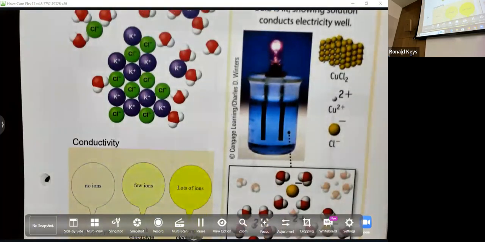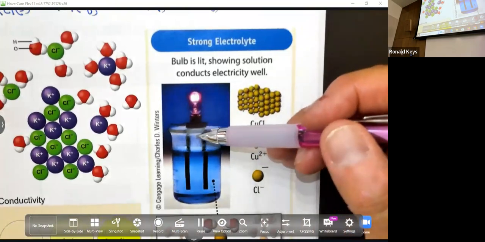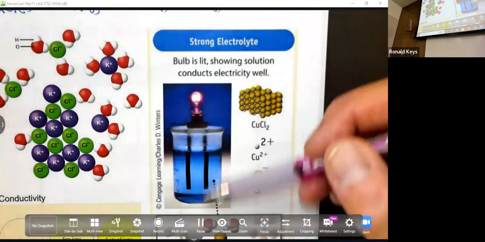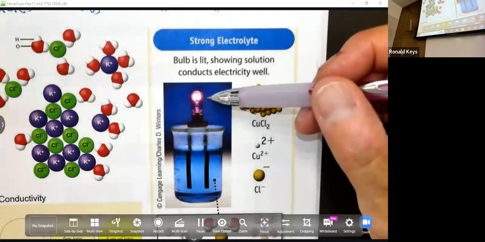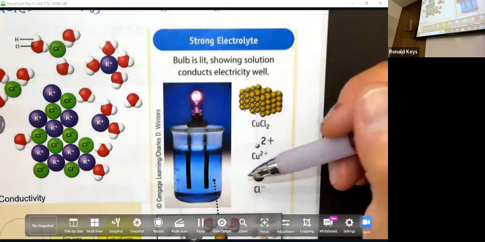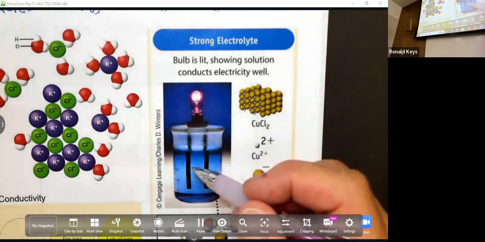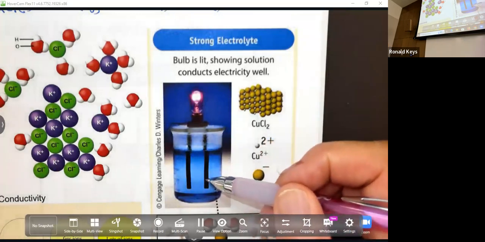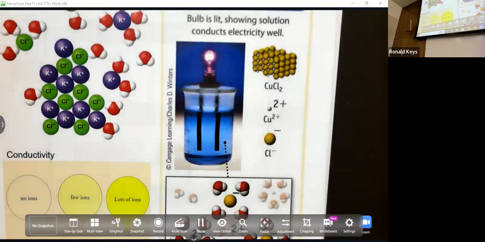So we can measure this. The old way to do this is to actually put a light bulb in here, separate the positive and negative of your plug-in, put it in solution, and see if the light bulb lights up. In lab, we're going to actually use conductivity probes, so it makes it a little bit safer, a lot safer. And that conductivity probe is just measuring how many ions are in this solution. We know that ionic compounds, if they dissolve, are going to produce a lot of ions in solution.